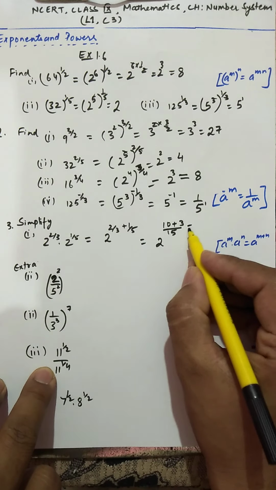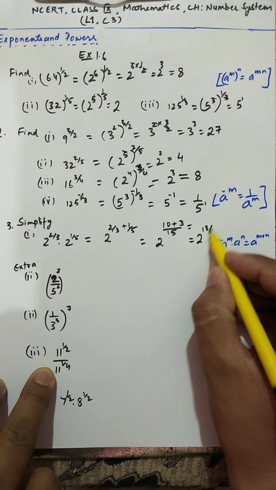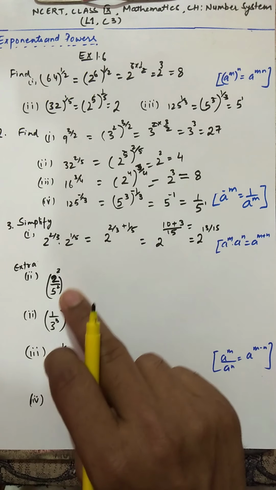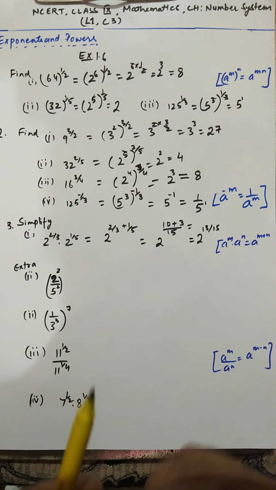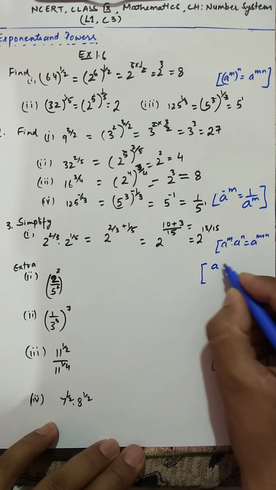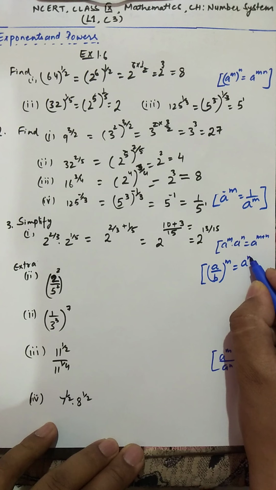So you can write this as 2 13 upon 15. That is the answer of your first part. This part I've taken extra because here you have to apply a different rule. I am first mentioning this rule: (a upon b) whole to the power m is actually a^m upon b^m.